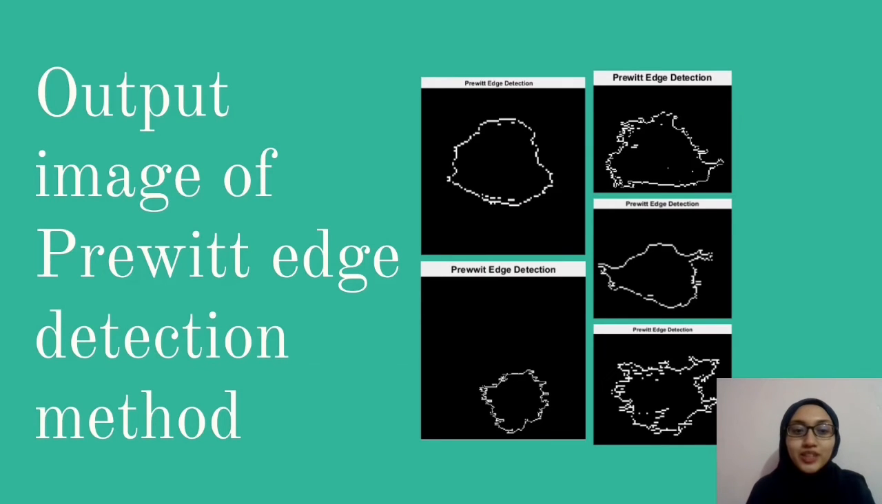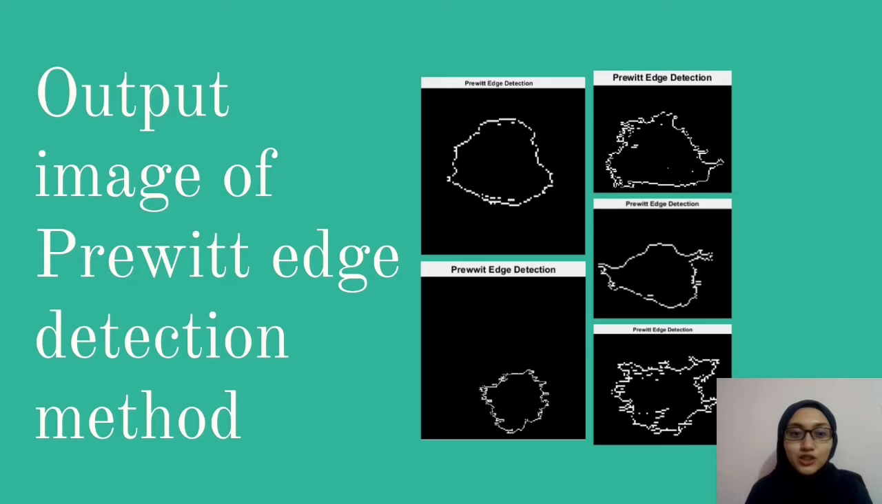Okay, so now we will look at the result of our project presentation. Okay, this is the output image of the Prewitt edge detection method. As we can see there are 5 images which represent each one of our group members. We choose this Prewitt edge detection method because based on our observation, it is better as compared to other edge detection methods.